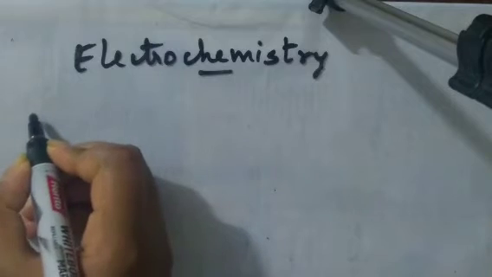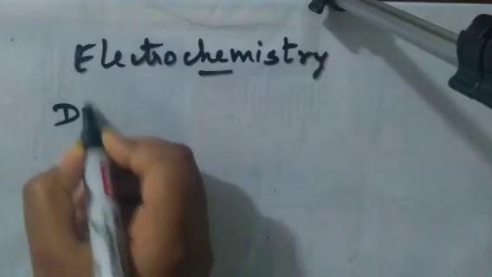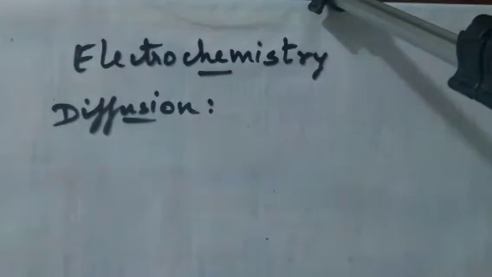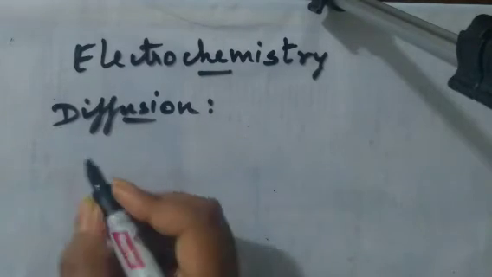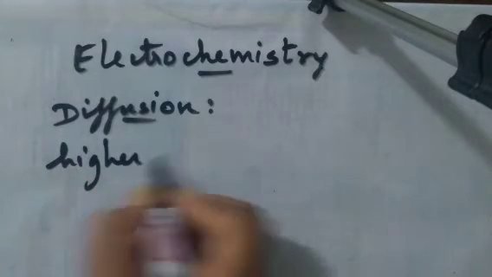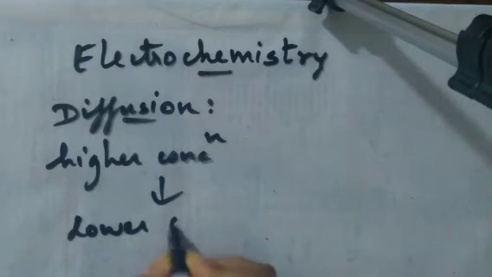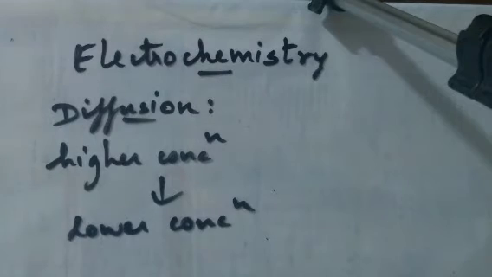So diffusion. We all know what diffusion is, right? Diffusion is the movement of particles from a region of higher concentration to a region of lower concentration, right? This is called diffusion. So in solution, any one of the components migrates from a region of higher concentration to a region of lower concentration. This is called diffusion.